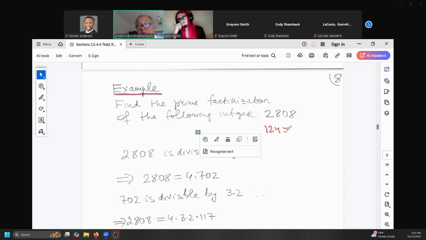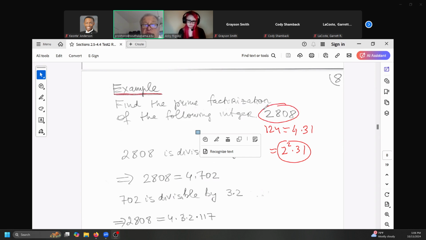What can we say? 124 is divisible by 4. So what we'll get? 4 times 31. Yes, 4 times 31. And what is 4? 4 is 2 squared times 31. So this is the unique representation of the integer as a product of prime numbers or powers of prime numbers.